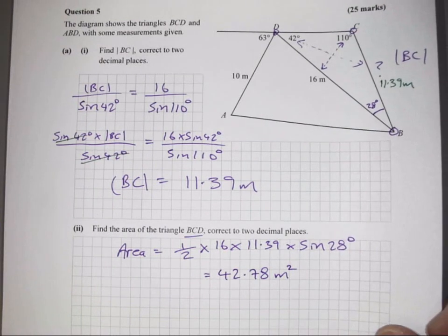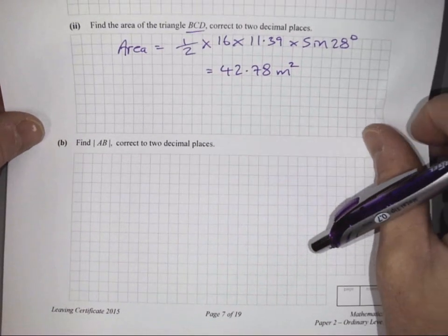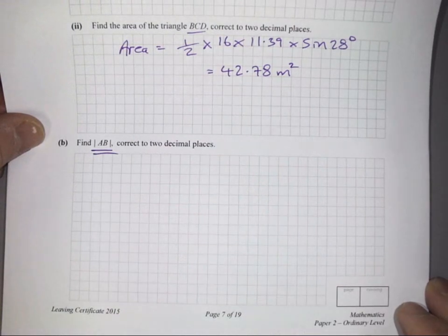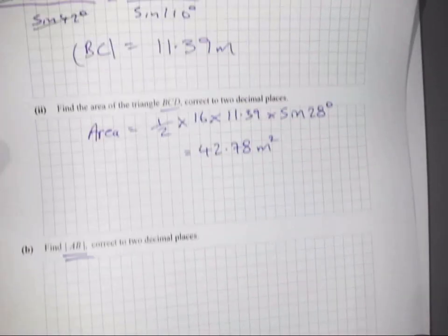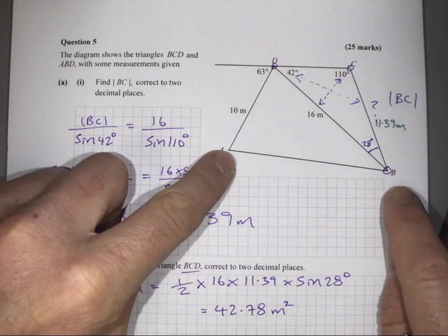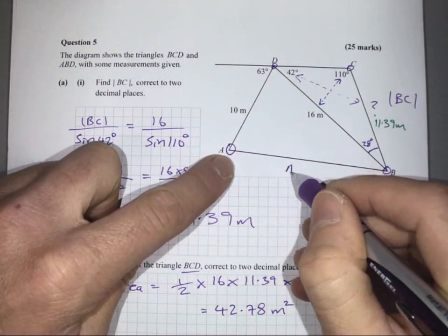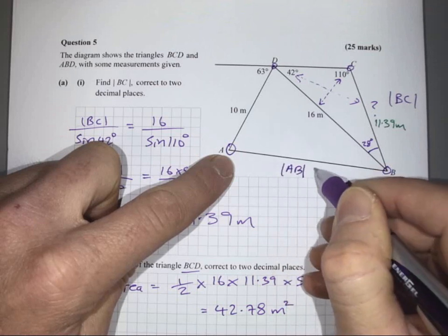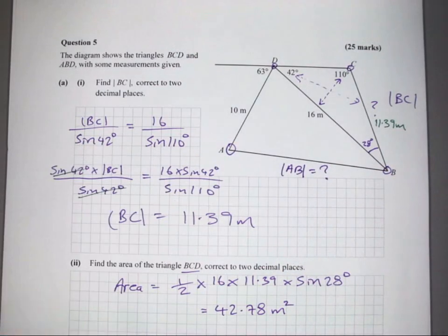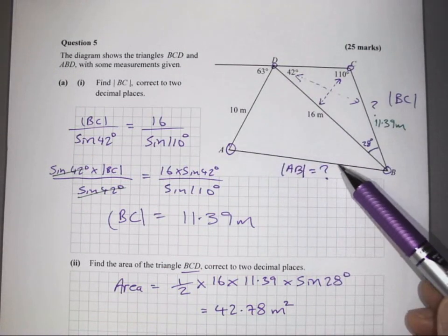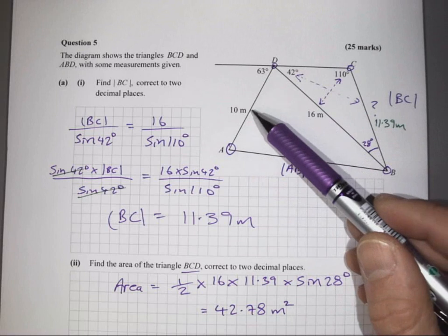Finally, part B, we're asked to find AB, the length of AB, correct to 2 decimal places. Well, here's A and B. The distance between these 2 points is called AB, and we're looking for that. And what do we know? Well, we know this side length here. This is the other triangle now. We have 16 meters, 10 meters.